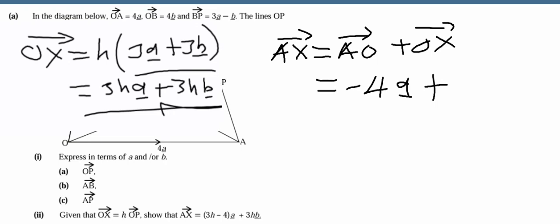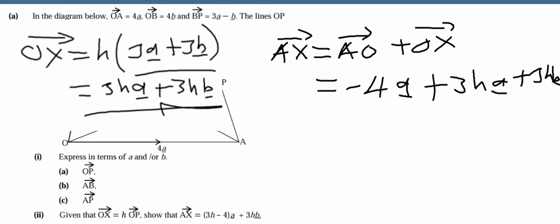So the OX that we found, the answer for OX was 3h a vector plus 3h b vector.